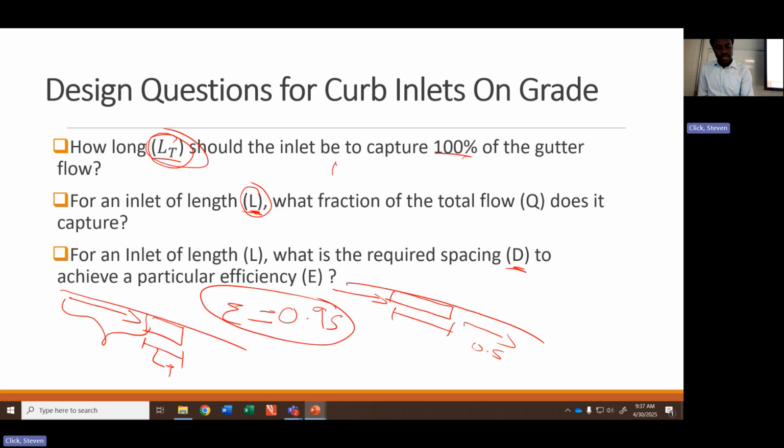So let's say we place an inlet here, another inlet here. What is the spacing in between? What is the spacing D in between such that when the flow is able to get here, the same efficiency of 95% is maintained? So it's this L and this D that is used in the field. You state an efficiency you want, you use it to calculate your L, and from that L you use it to space your inlets along the longitudinal slope of the road. Any questions?